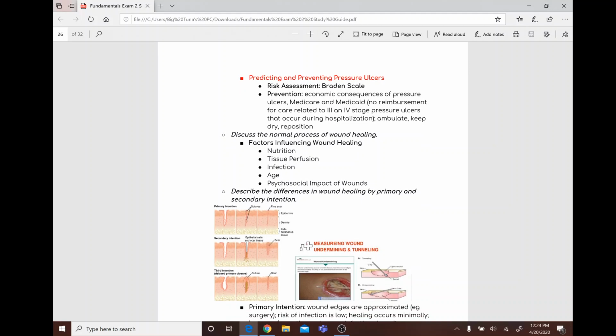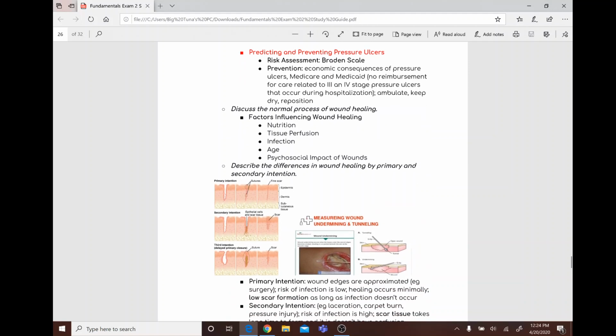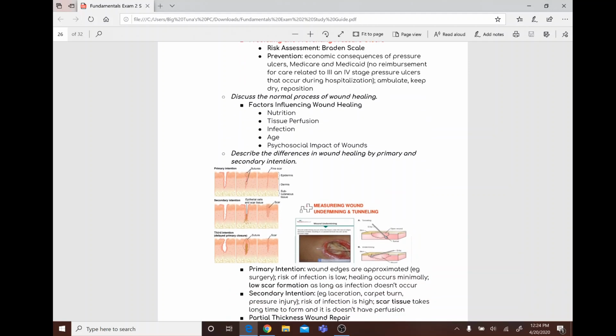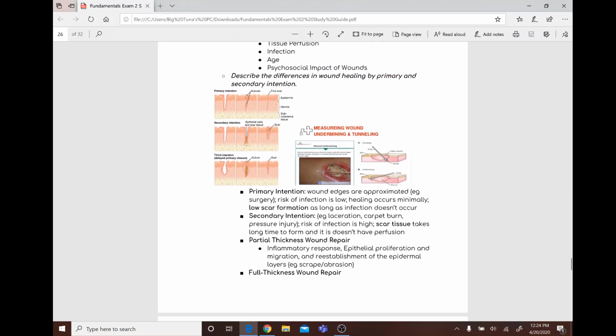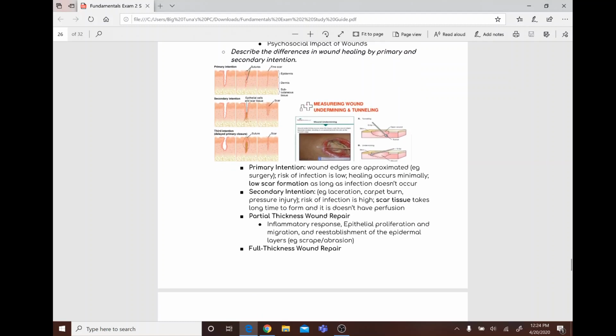All right, what are the factors influencing wound healing? Nutrition, tissue perfusion, infection, age, psychosocial impacts of wounds. What is wound healing by primary intention? Wound edges are approximated like surgery. Risk of infection is low. Healing occurs minimally. Low scar formation as long as infection doesn't occur.